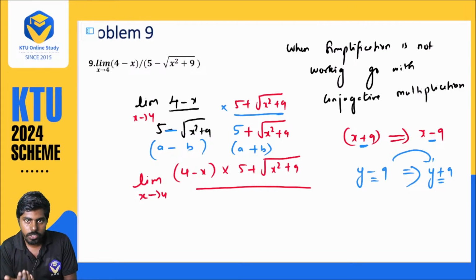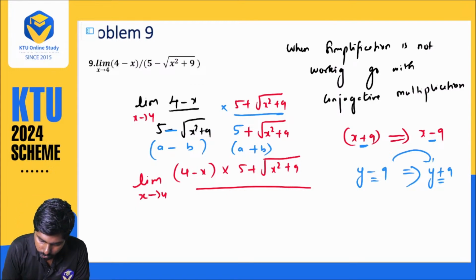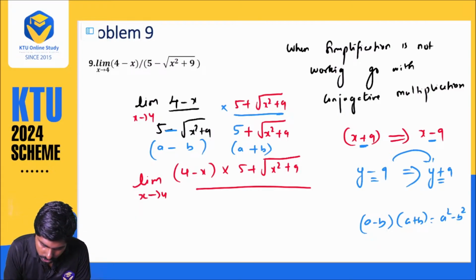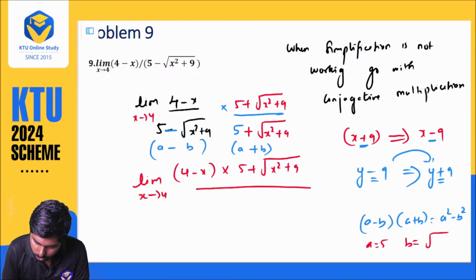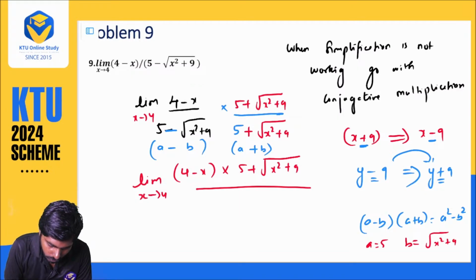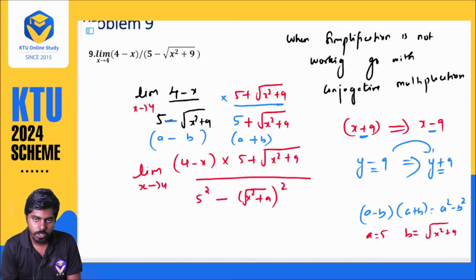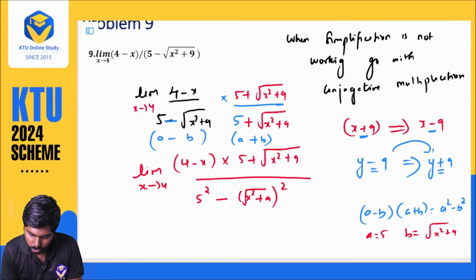That is nothing but a square minus b square. We know that a minus b into a plus b is a square minus b square. So what is a square? A is here 5, and b is root of x square plus 9. So when we write it, we get 5 square minus the square root of x square plus 9 the whole square, that is a square minus b square. This is a plus b.